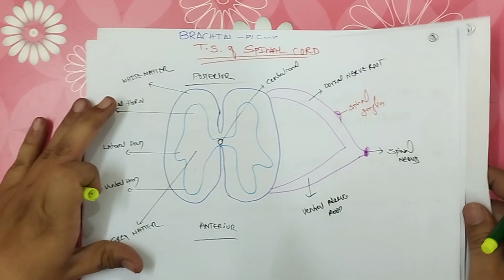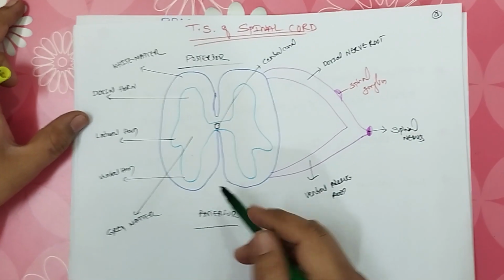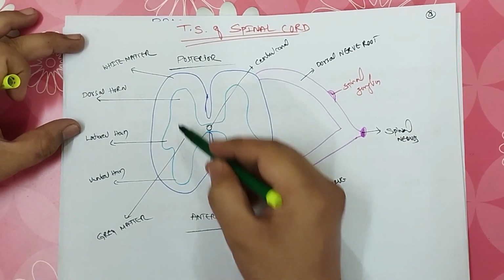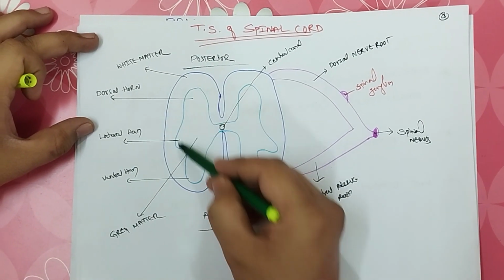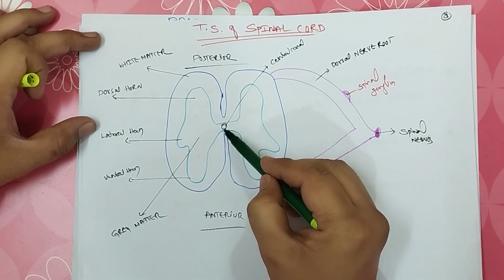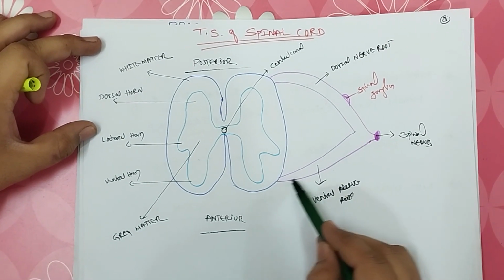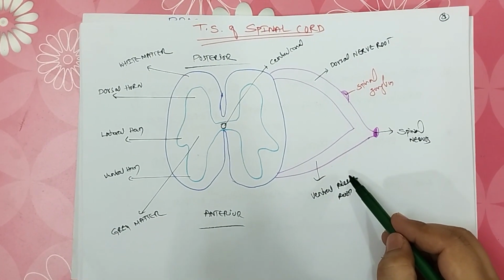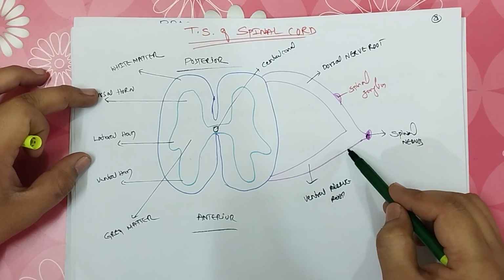Now page number 3, see this diagram. This is a TS of the spinal cord. This is the posterior part and this is the anterior part. See, this is the white matter, and the dorsal horn, lateral horn and ventral horn are the gray matter. See this diagram carefully. This is the central canal, the dorsal nerve root and the ventral nerve root. The spinal ganglion is somewhere here. What is important about showing this? The spinal nerves arise from the junction of the dorsal nerve root and ventral nerve root.